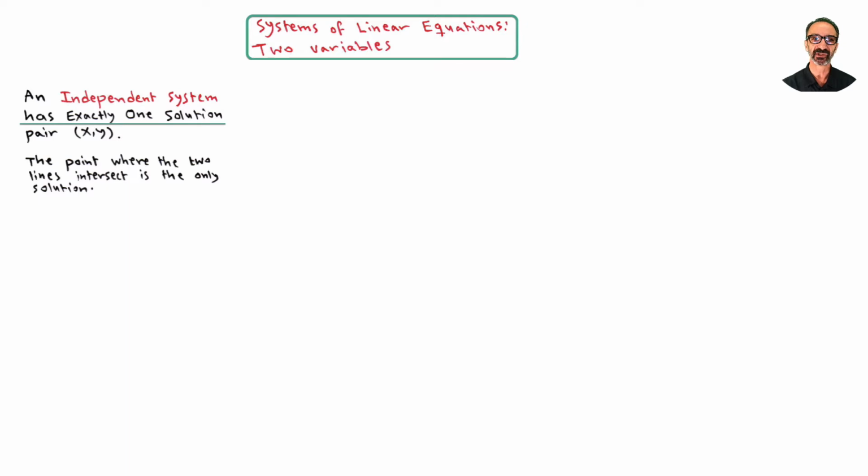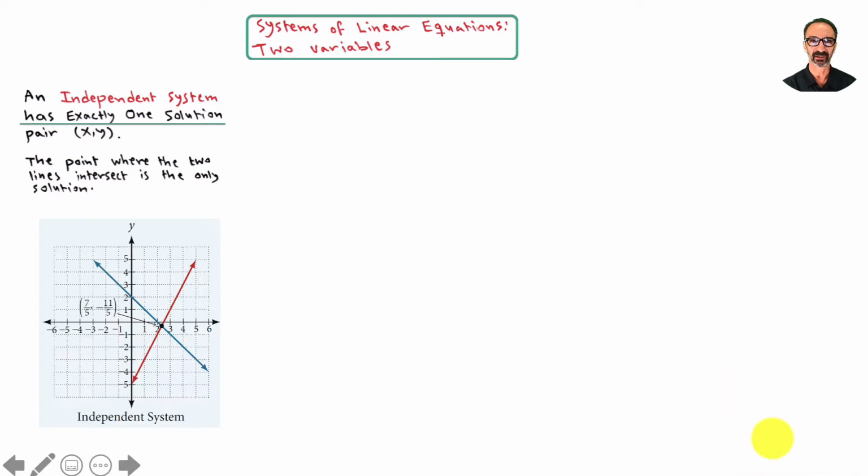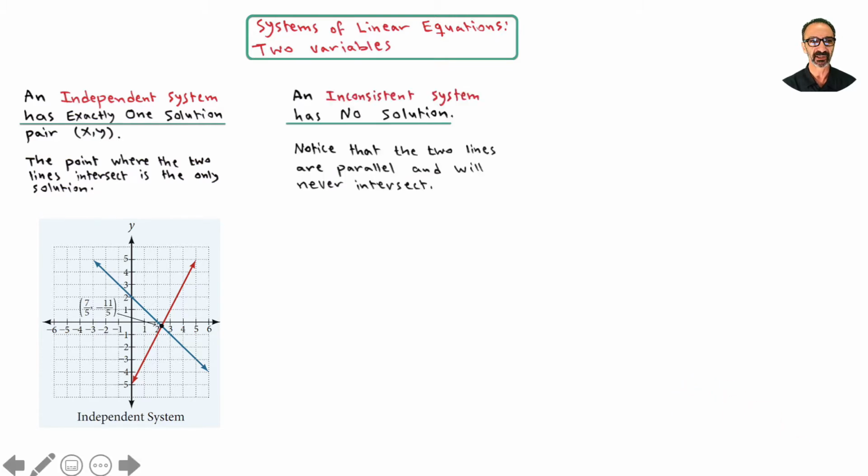Systems of linear equations in two variables. An independent system has exactly one solution. That is called the pair x, y. The point where the two lines intersect is the only solution. Here's a graph that supports that and makes it clear. This is called an independent system. The two lines meet at 7 over 5 and negative 11 over 5. One solution means independent.